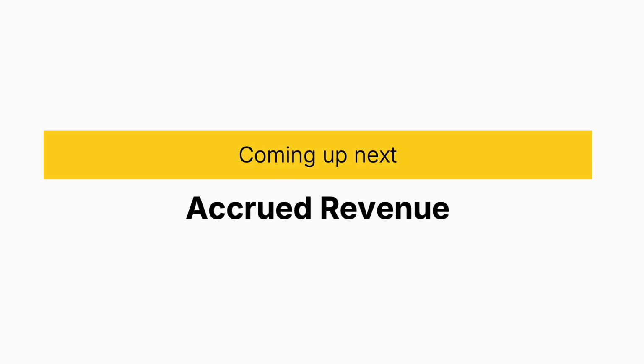Today, we covered the 4 main types of adjusting entries. So remember, everything comes down to timing. Either the work happens first, or the money comes first. This was just the overview. In the next videos, we'll go step by step through each type with examples and journal entries.